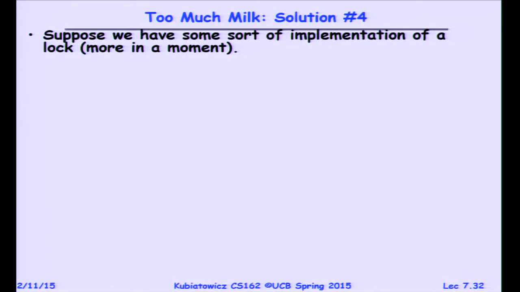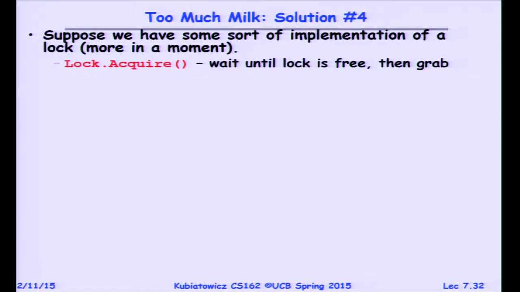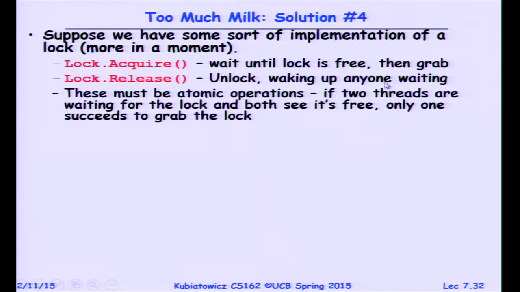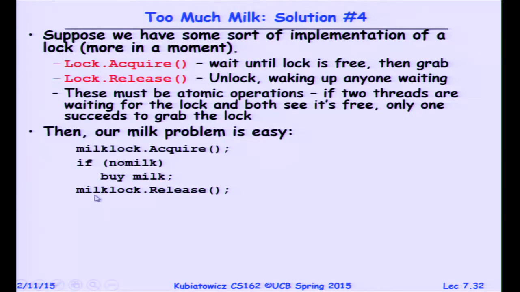Okay? So what we'd really like is a better implementation of an actual lock where we have something like lock.acquire and lock.release, where lock.acquire waits until the lock is free and then grabs it, and lock.release unlocks it and wakes up anybody who happens to be waiting. Okay, and if we have that, we have to make sure these are fully atomic. I haven't told you how to build these. But if we had a lock.acquire and a lock.release, then suddenly we could build this.